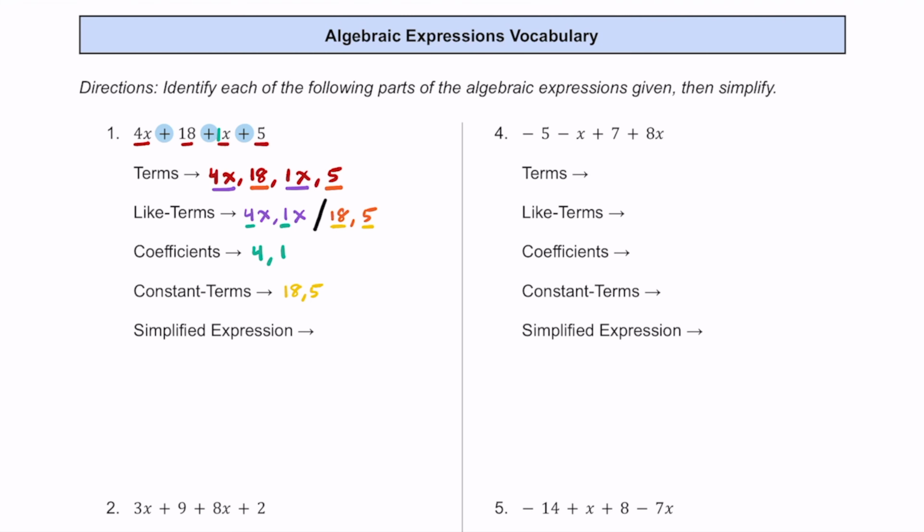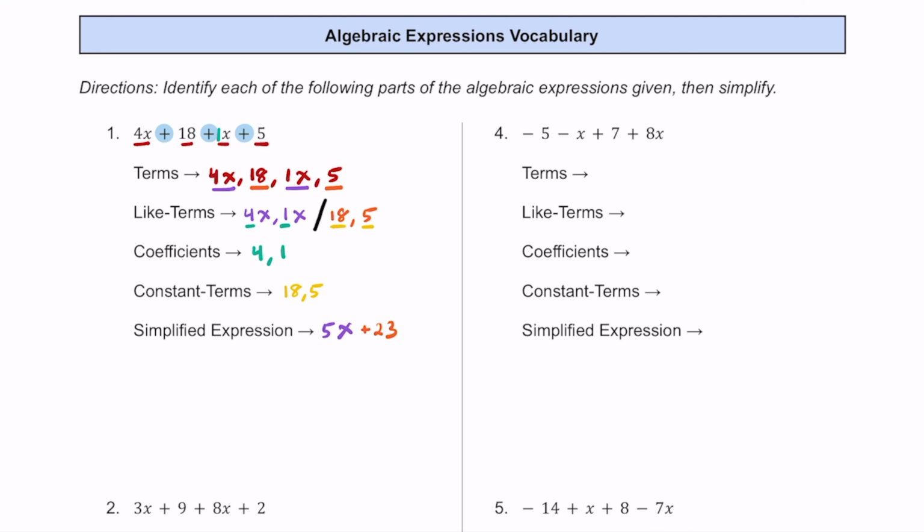Finally, for our simplified expression, this is where we can actually combine our like terms together. If we take a look at our like terms, we have a positive 4x and a positive 1x. 4x plus 1x is going to be a total of 5x. We add their coefficients together, and we get 5x. Then we look at this 18 and 5. Those are like each other. So 18 plus 5 is going to be 23. So we write a positive 23.